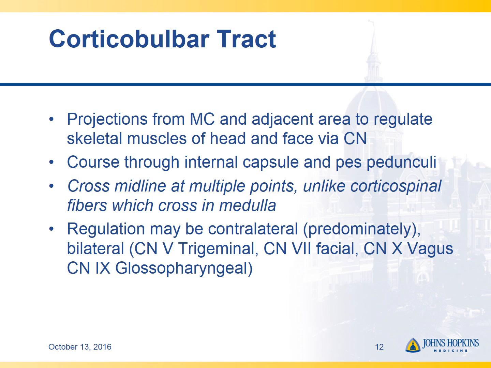The corticobulbar tracts cross midline at multiple points, so that's unlike the corticospinal fibers, which for the most part cross in the medulla. The corticobulbar tracts also have different innervation patterns, so that we know that there's contralateral innervation, but there are also cranial nerves which have bilateral innervation. So for example, that would include cranial nerve 5, the trigeminal nerve, cranial nerve 7, the facial nerve, cranial nerve 10, the vagus, and cranial nerve 9, glossopharyngeal.